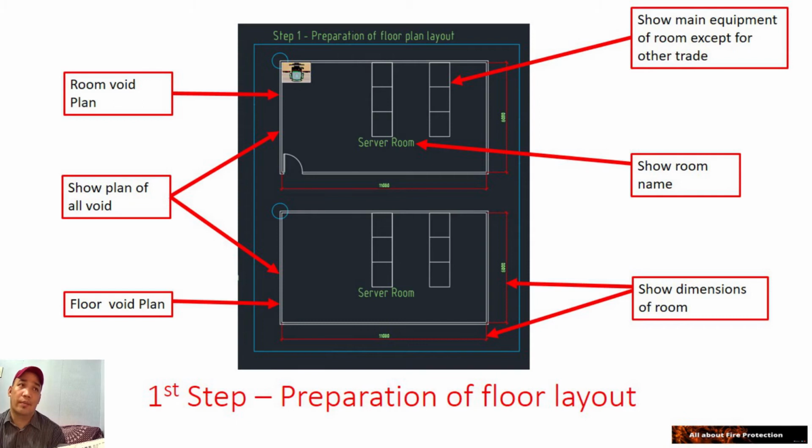First step is the preparation of floor plan layout. Don't show in the drawing all unnecessary layout which is not required to see in your design. Other trade like HVAC, electrical power and lighting system, sprinkler system, etc. will only be used for coordination purposes. In server room, as my example, the main equipment like IT racks and server location are required to be shown in the drawing. Show the dimension of the room.